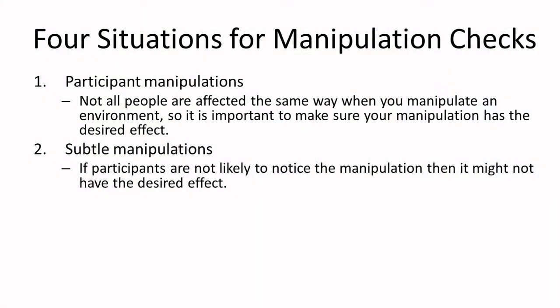Another reason why you would want to do a manipulation check is if you have any kind of subtle manipulations in your study. If the manipulations that you're doing in your experiment are so subtle that it's unlikely anybody's even going to notice them, you should obviously make sure that people do. People probably aren't going to be manipulated by something if they never realize it's even there.